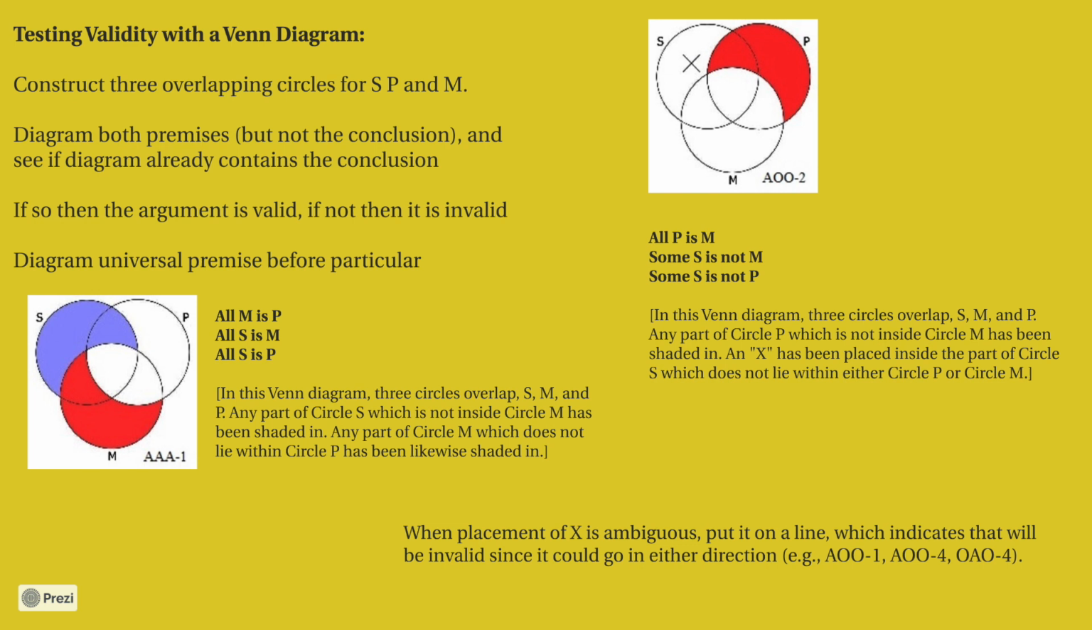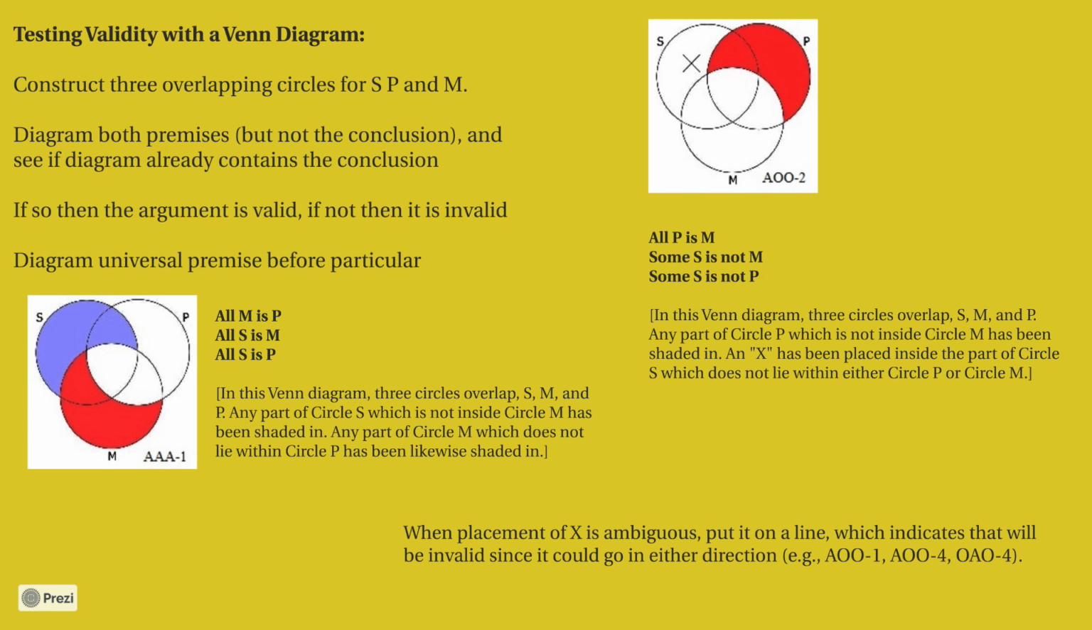Now, if we do have universal and particular propositions in the mix, it will be important to remember to diagram the universal premise before the particular. So take the argument, all M is P, all S is M, therefore all S is P. In this Venn diagram, we have three circles overlapping, S, M, and P. Any part of circle S which is not inside circle M has been shaded in. Any part of circle M which does not lie within circle P has likewise been shaded in. And this Venn diagram indeed reveals to us that all remaining S lies within P.